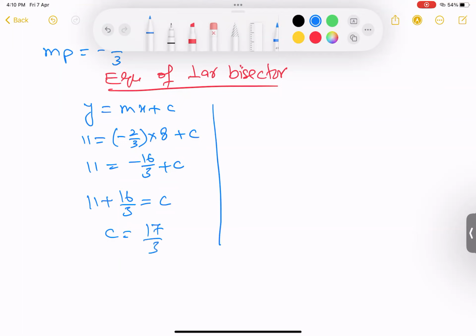You must write the final answer. Y is equal to mx plus c, and m is negative 2 by 3, and c is 17 by 3. Okay. I hope the point is very, very clear, and the concept is very clear.